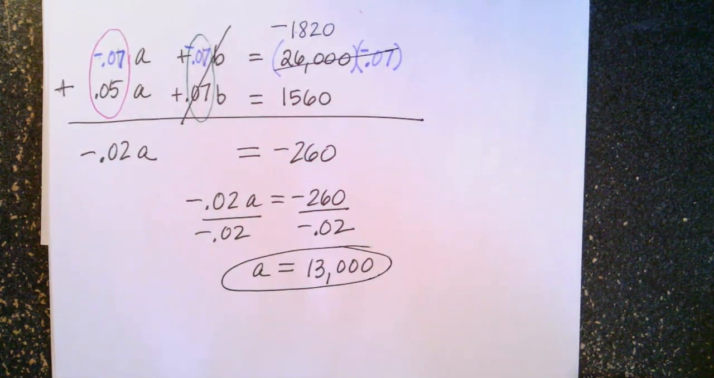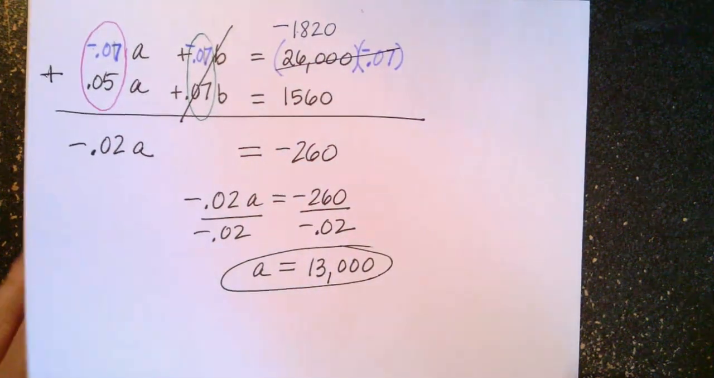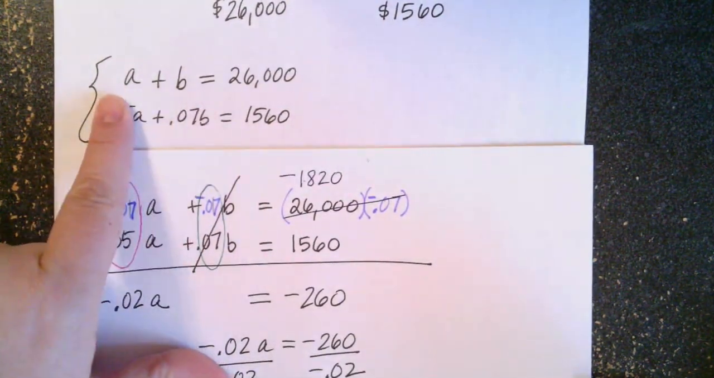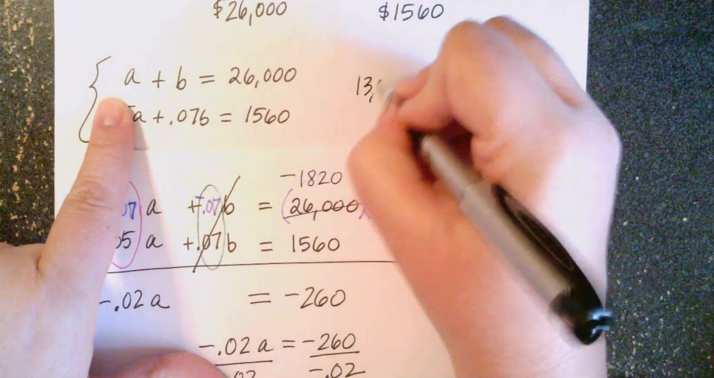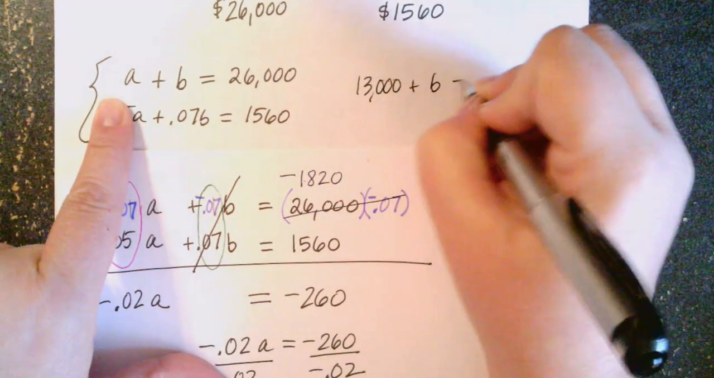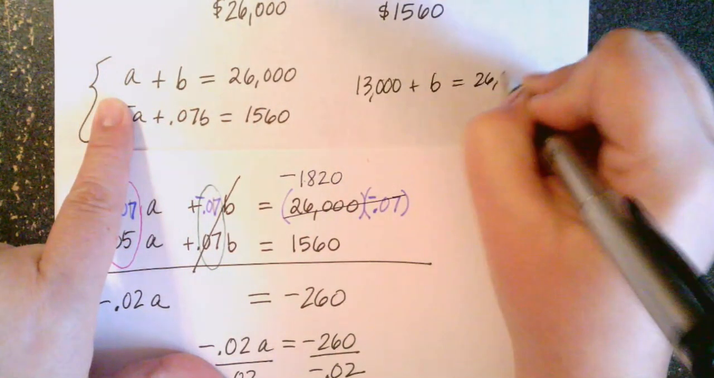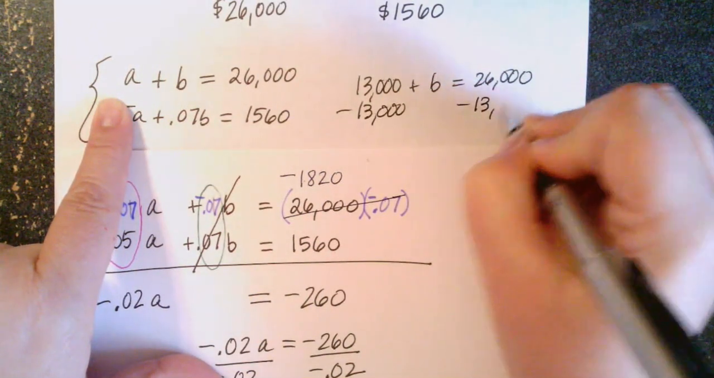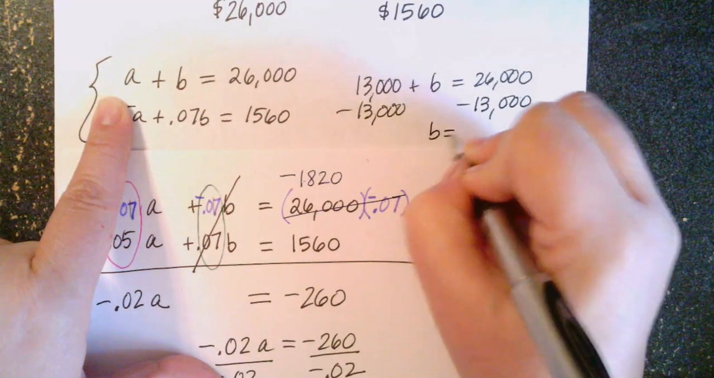And we can go back and plug in anywhere we want to get B. I would probably do right here, it's simplest. So 13,000 plus B equals 26,000. And we subtract 13,000 from both sides, and yes, voila, B is 13,000 as well.